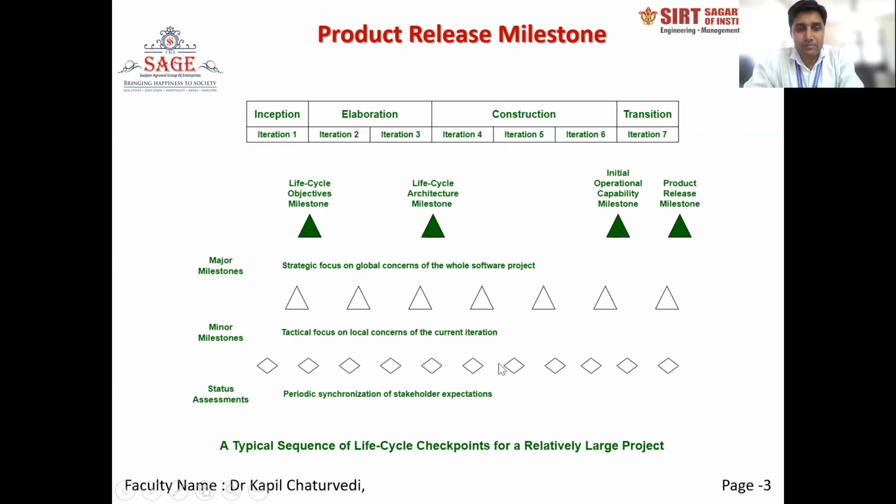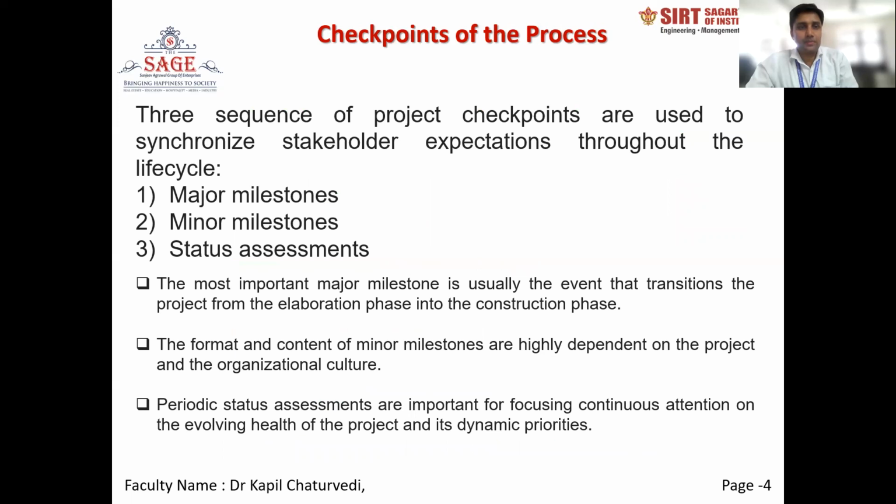In the status assessment, the developer team gives a presentation to the client, and the whole process is performed in 4 phases: inception, elaboration, construction, and transition, in different iterations: iteration 1, iteration 2, iteration 3, up to iteration n. So this is a diagram where we can easily understand what a milestone is and what checkpoints are.